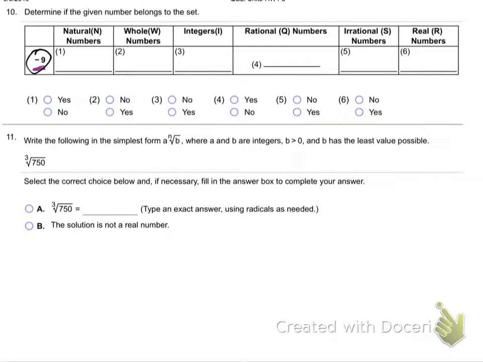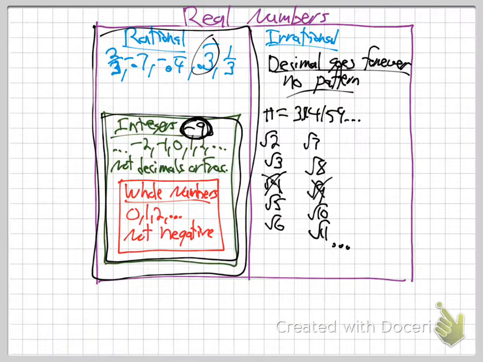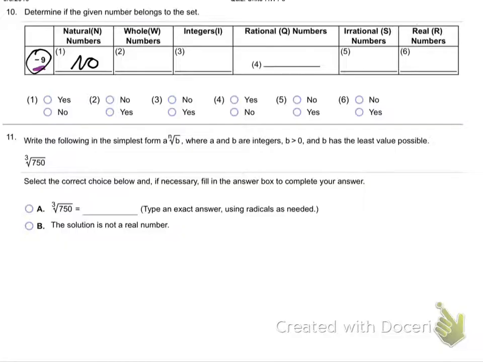So is it a natural number? No. Natural is the same as whole, so it's not. It's negative. Natural numbers and whole numbers are not negative, only positive. So it's not a natural number or a whole number, but it is an integer. So it's not a natural or a whole, but yes, it's an integer.